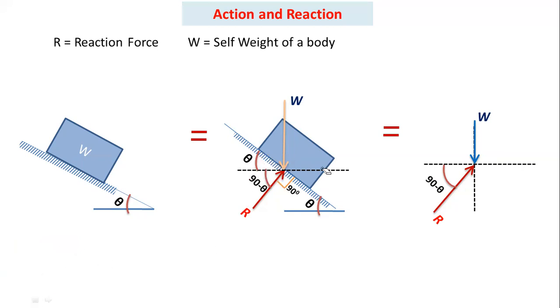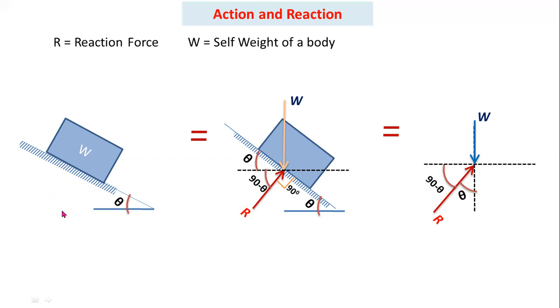Here you can observe the angle between the reaction force and the horizontal support is 90 minus theta. Then the angle between the vertical reference line and the reaction force is theta. So the total angle is 90 degrees. So the reaction force always makes an angle theta with respect to the vertical axis. So this is the free body diagram for this condition.